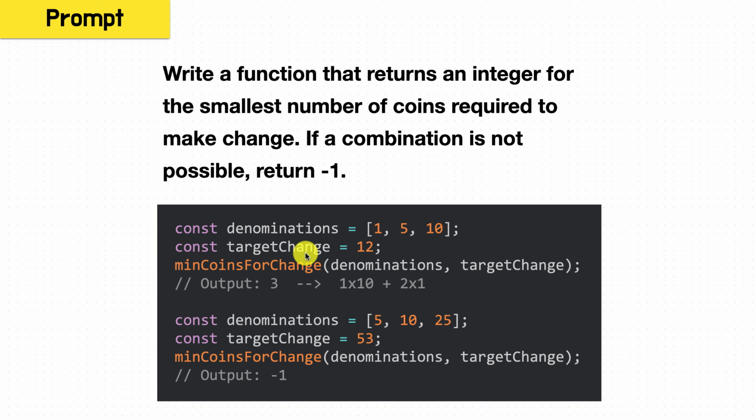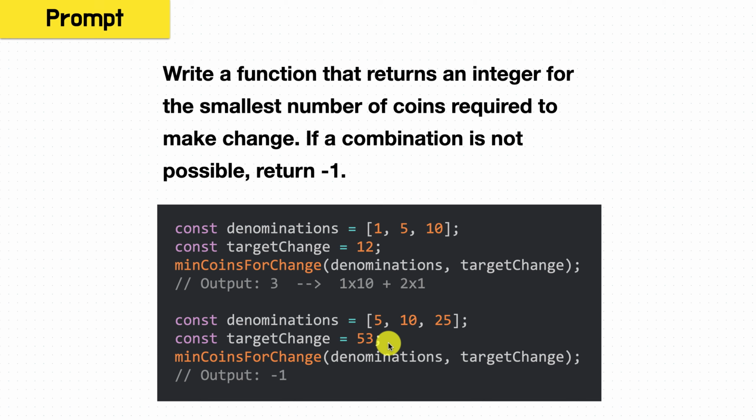So for this first example, we call the function min coins for change, we pass it the denominations and the change amount, and we want to reach 12, and we have coins of 1, 5, and 10 available to reach this amount. The smallest number of ways that we can get here is 1 10 coin and 2 1 coins, or 10 plus 1 plus 1 is 12.